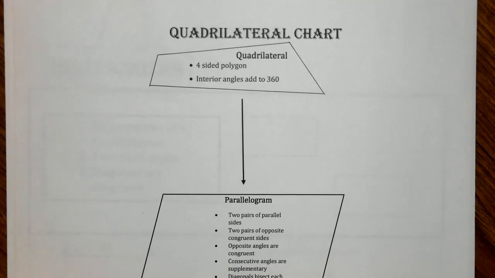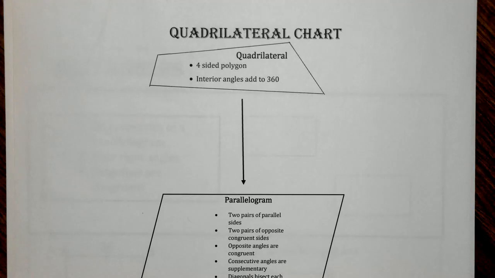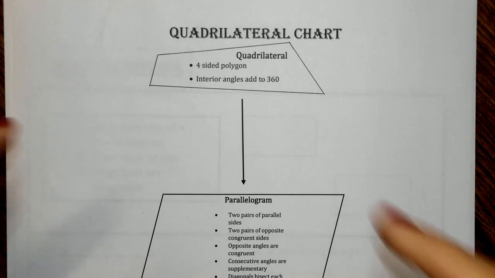When we first started this, the main thing about this chapter is quadrilaterals. So every polygon we're going to talk about is a quadrilateral. The only two properties of a quadrilateral is they have four sides and the interior angles add up to 360 degrees. Once we moved on, we went more specific.